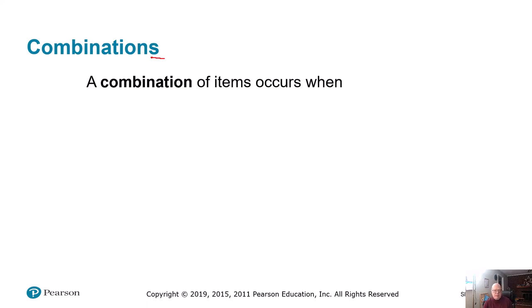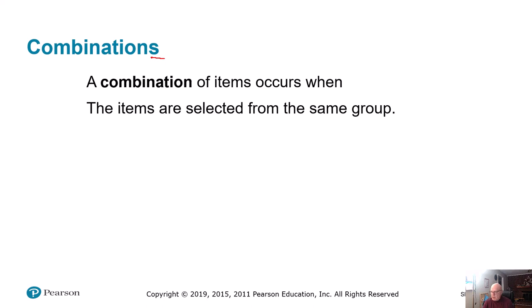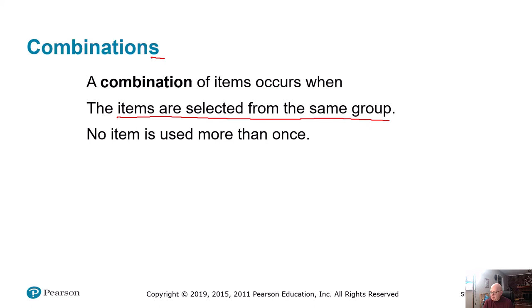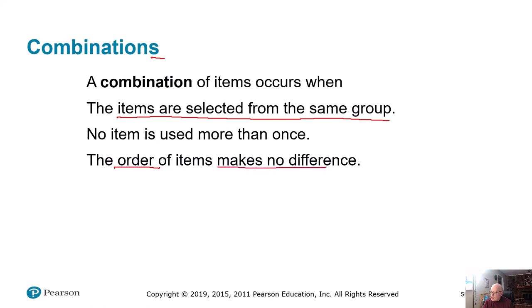There we go. So we get a combination when items are selected from the same group, just like permutations. No item is used more than once, just once each time, just like with books. But in this case, the order makes no difference. Permutations are when we have order making a difference. Combinations, order makes no difference. Some special notes here.